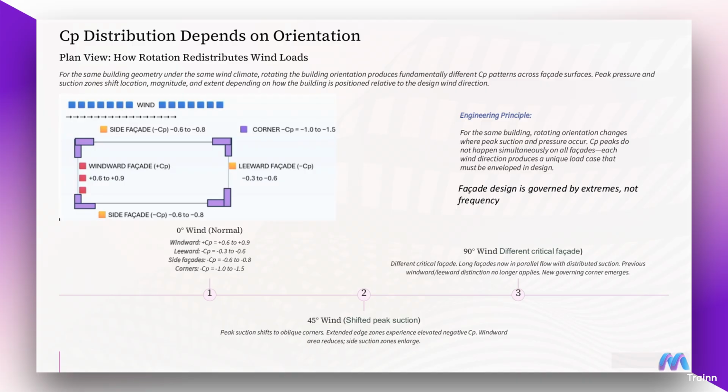Peak suction shifts to oblique corners. Extended edge zones experience elevated negative CP, and the windward area reduces. Side suction zones enlarge. With the wind rotated, a different facade becomes critical.